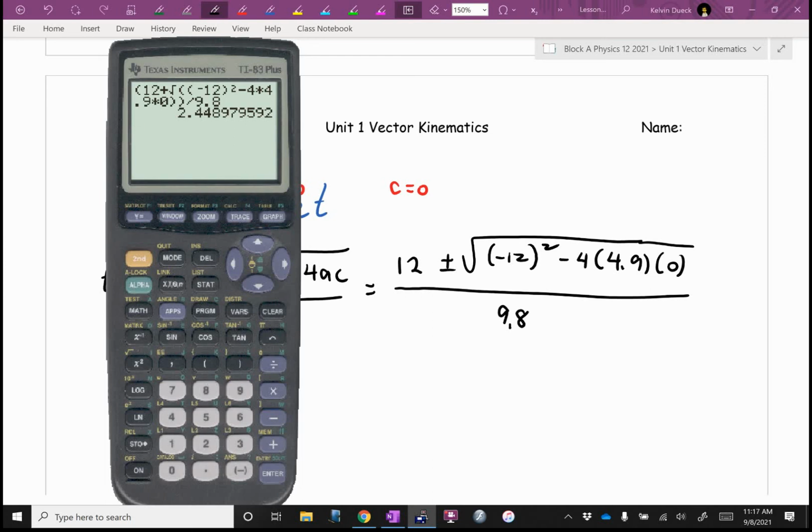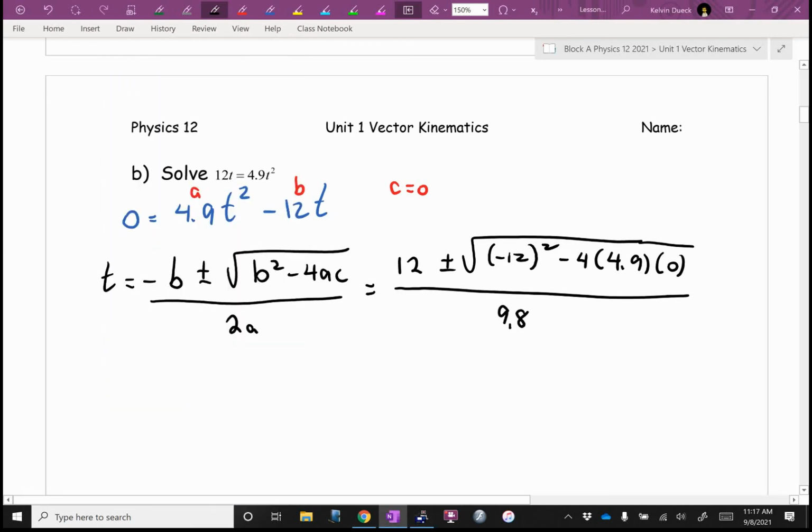So let me write this down. I'll go to 4 sig figs. So 2.449.